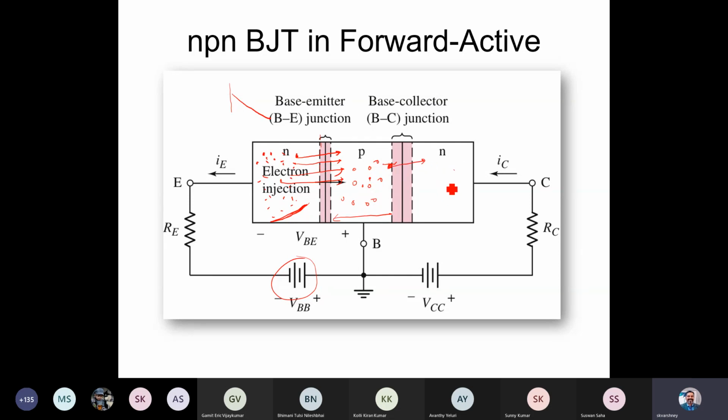And since the collector is lightly doped, the extra electrons injected from the emitter reach the collector. Not all electrons reach the collector, but the majority of them do. So that's how we get the gain. What I mean by gain is some kind of amplifying action.